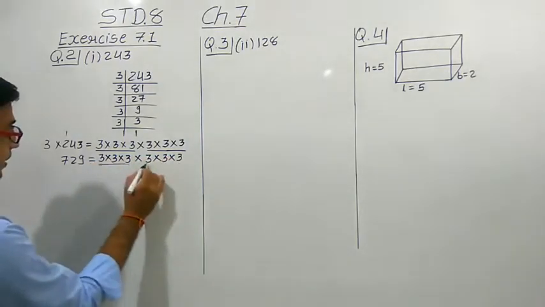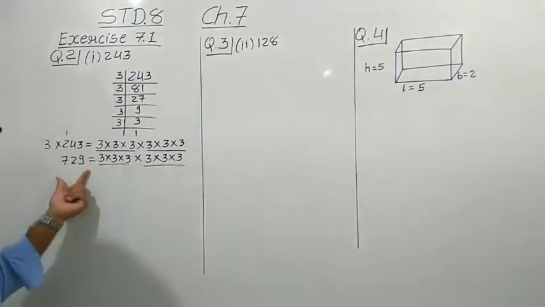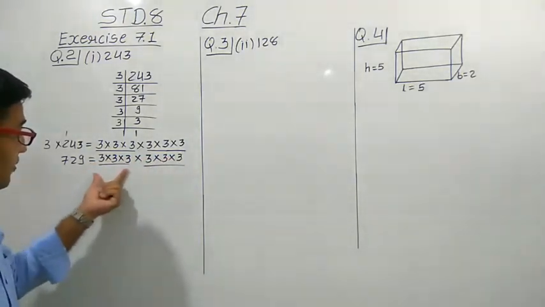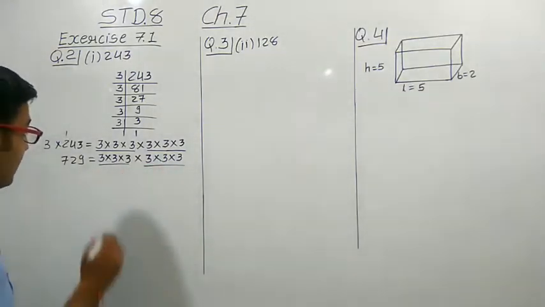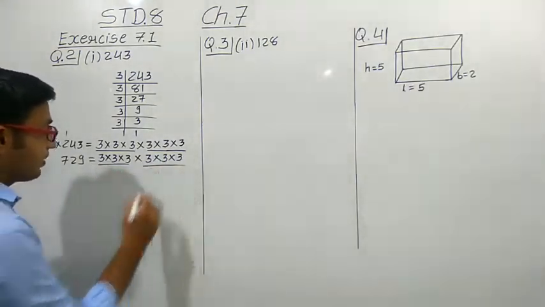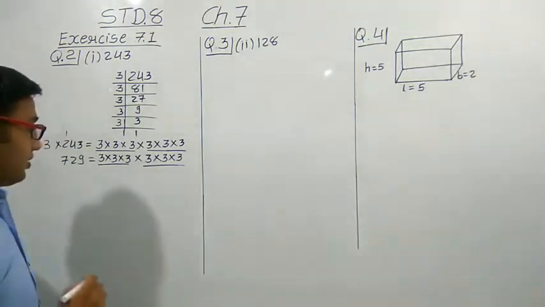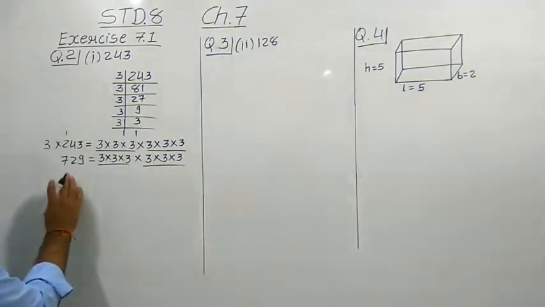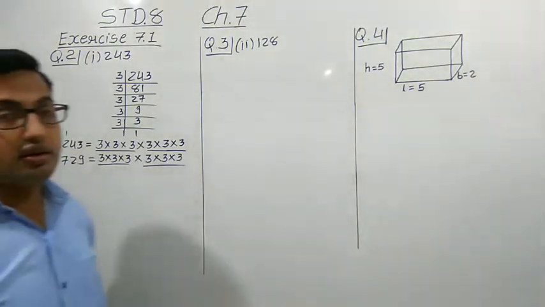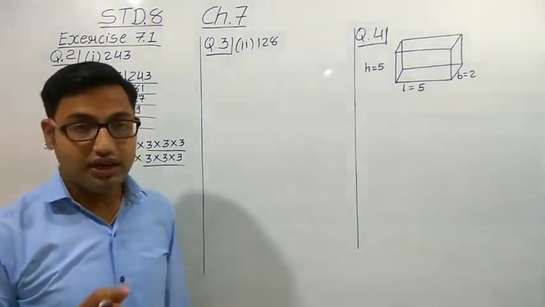So now see, the prime factorization of the number 729 is such that we can make groups of three same factors, right? So now this 729 will become a perfect cube number, right?